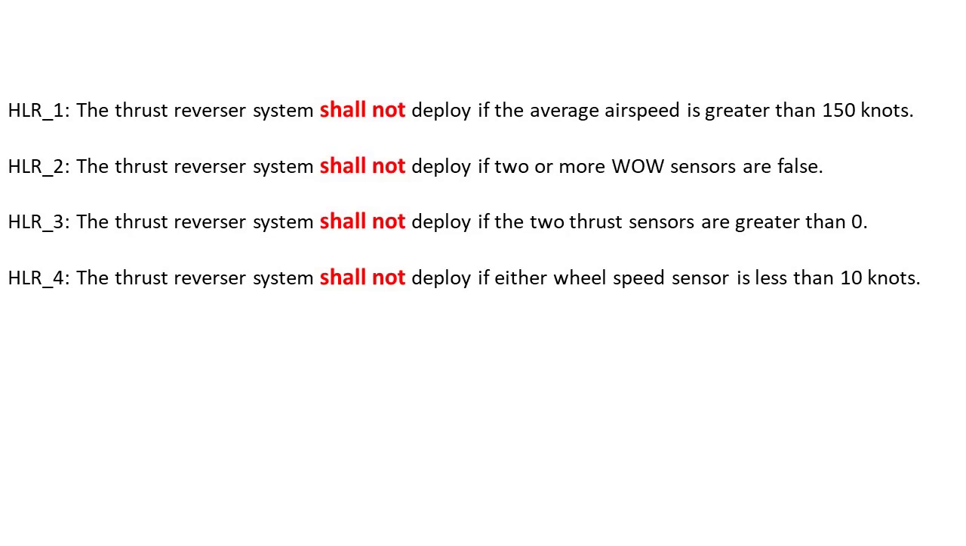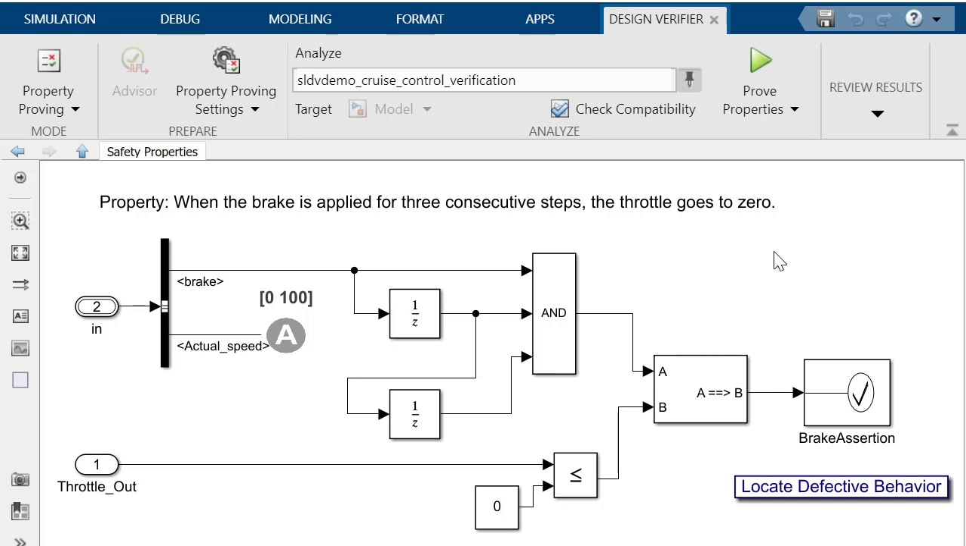Notice the use of shall not in each requirement. The use of shall not in a requirement may indicate that the requirement is difficult to verify completely. How can you be sure you have accounted for unusual conditions? With simulation-based testing, we would need to create many test cases to accomplish this goal, if that is even possible. This is where property proving can help.